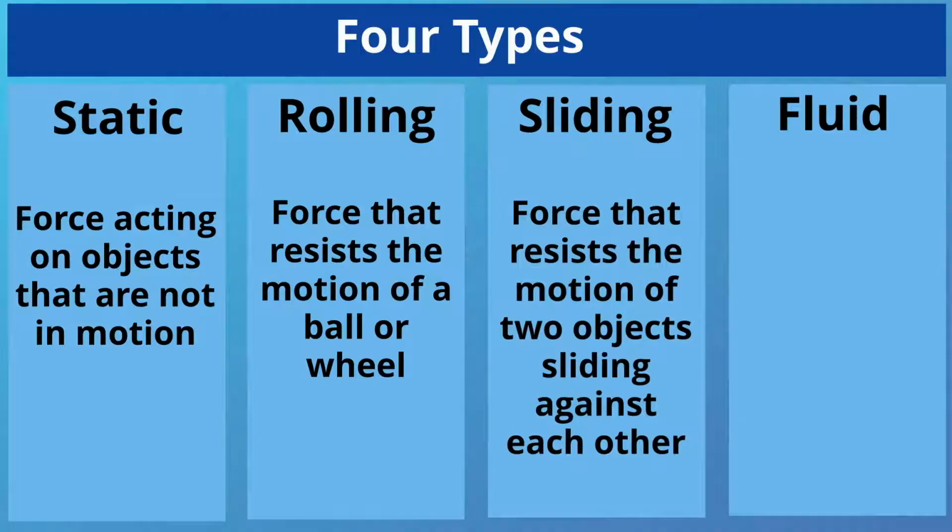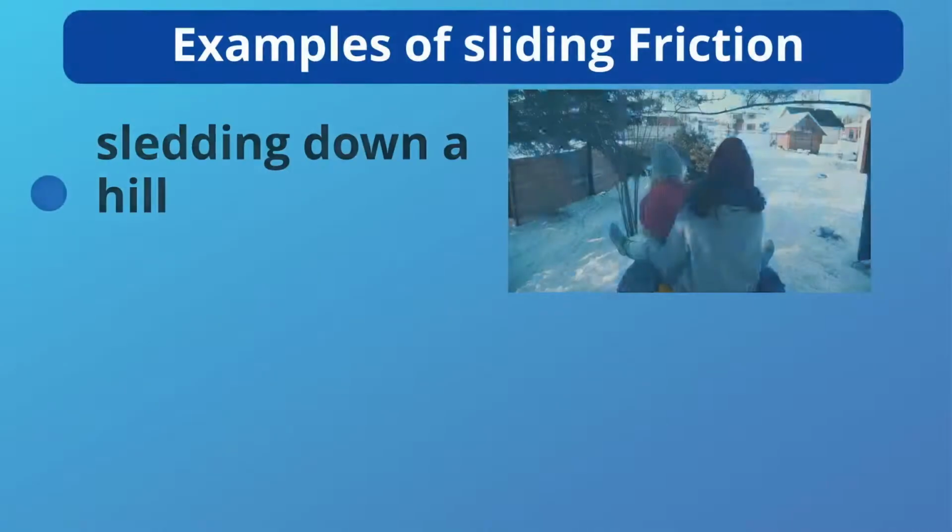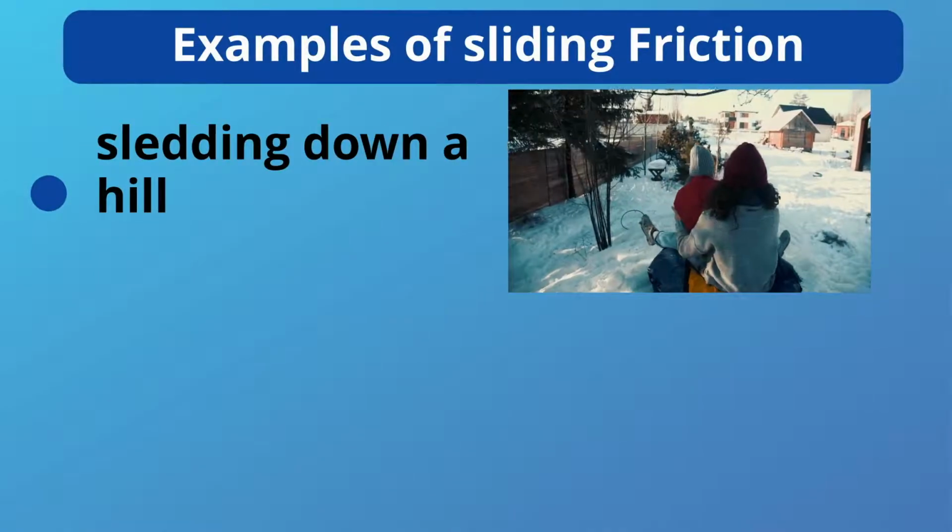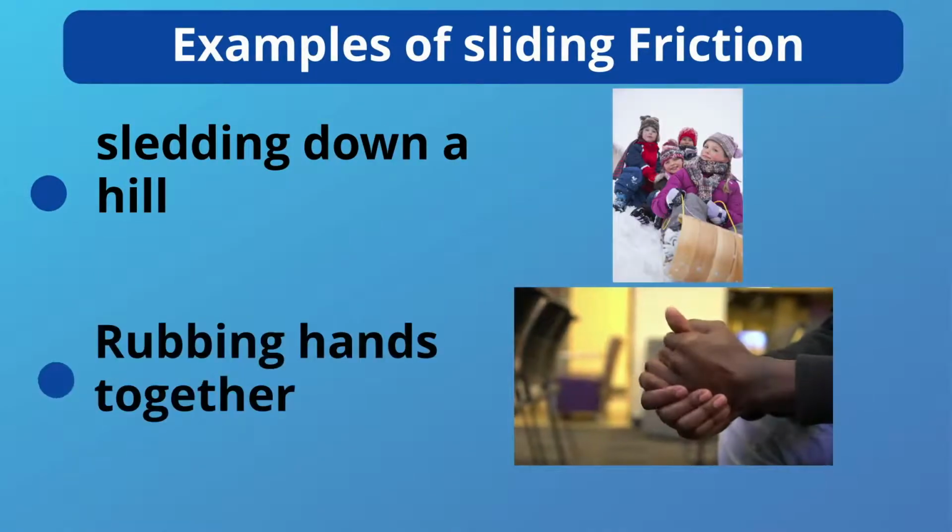Sliding friction is the force that resists the motion of 2 objects sliding against each other. So for example, you could be sledding down a hill or rubbing hands together.